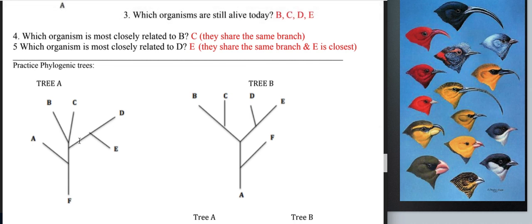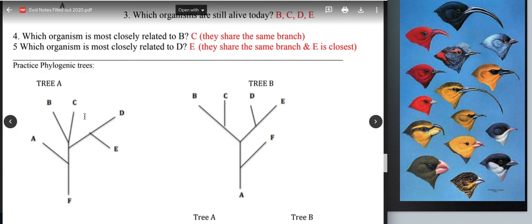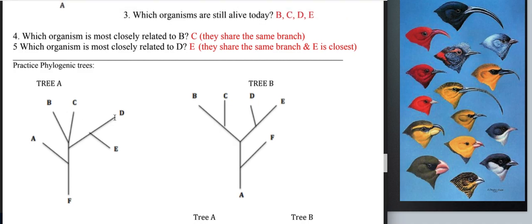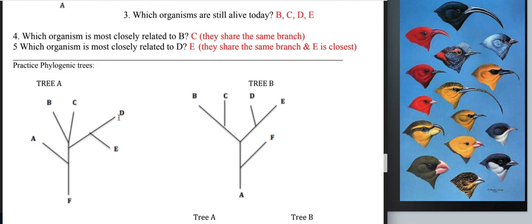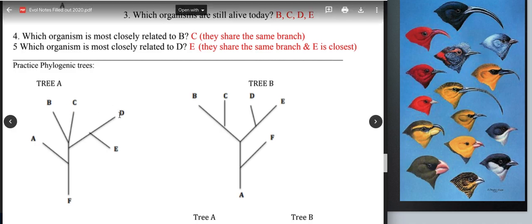Okay, now I made these myself, so that's why some students say, well, D's a little bit short. Okay, the EOC is not going to do that to you. That's not the goal of this. So this is just the best that I could draw with the technology that I had. So B, C, and D are still alive.